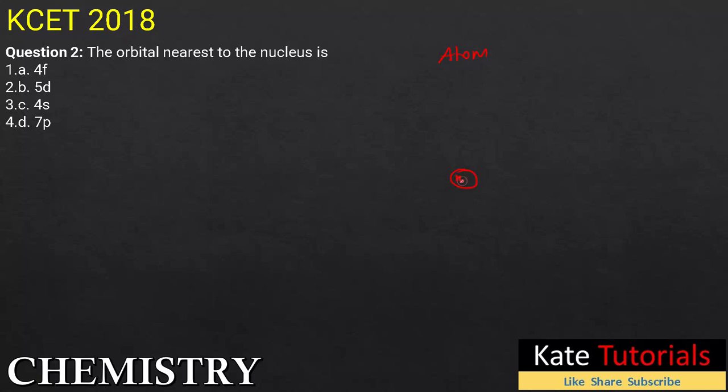Neutrons and protons are in the nucleus, and electrons will be revolving around the nucleus in an orbit, right? In an orbit like this, right? So here n is equal to 1. This is the first orbit. It is also called the K shell. Here n is equal to 2. This is the second orbit. This is called the L shell.